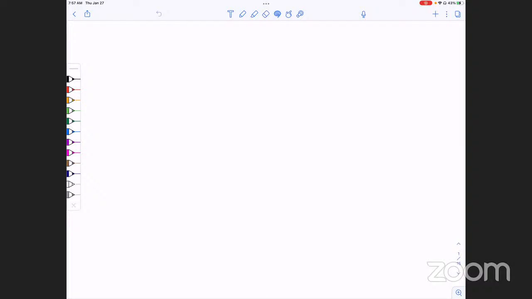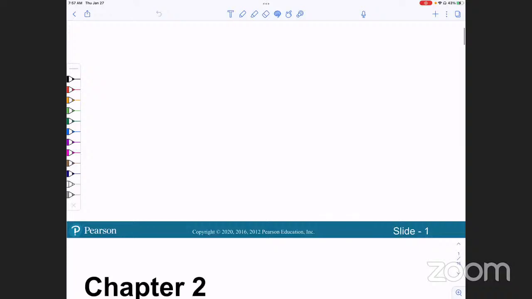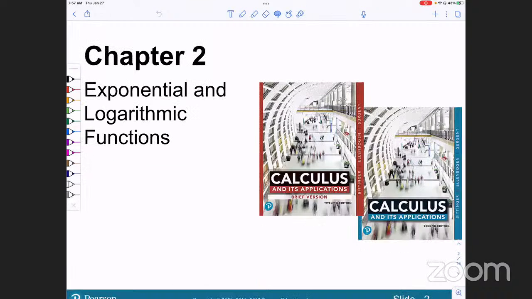Beautiful mind here. We are continuing our discussion on chapter 2 on exponential and logarithmic functions.